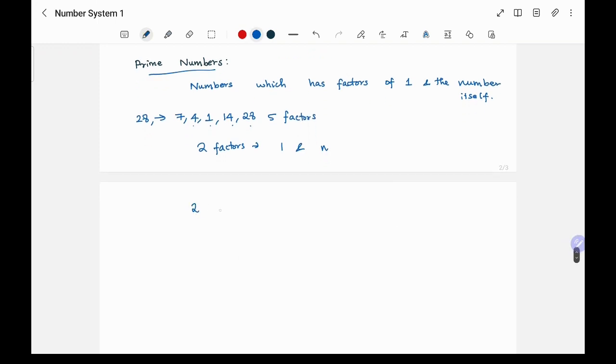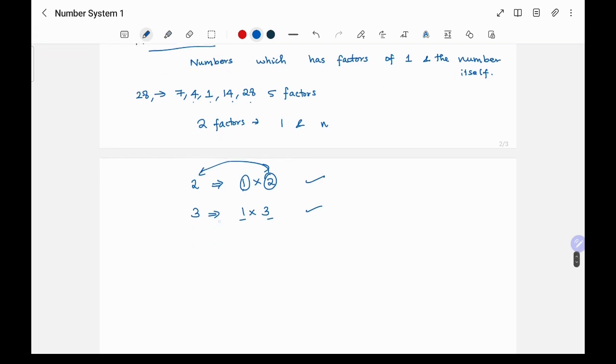For example, 2. 2 can only be written as 1 into 2. So it only has factors 1 and 2, 1 and the number itself. So 2 is a prime number. Then we have 3. So 3 is also again only 1 and 3, so it is also a prime number. If you take 4, it has factor 1, 2 is also a factor of 4 because 2 divides 4 exactly, and 4 is again a factor of 4. So this is not a prime number.